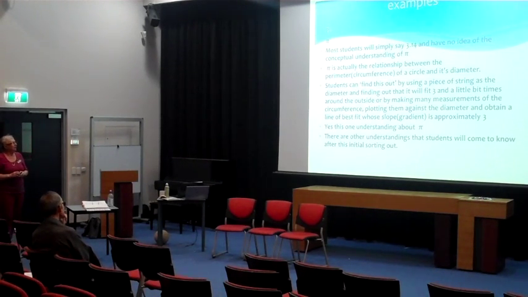So pi, as I said there, most people would think of it as being 3.14, and they have no idea of the conceptual understanding that pi is actually a relationship. It's a relationship between the perimeter, which is the outside or circumference of a circle, and its diameter. So I would have students finding this out using a piece of string, perhaps to start off with in grade 6, and seeing that it will fit 3 times and a little tiny bit left over.